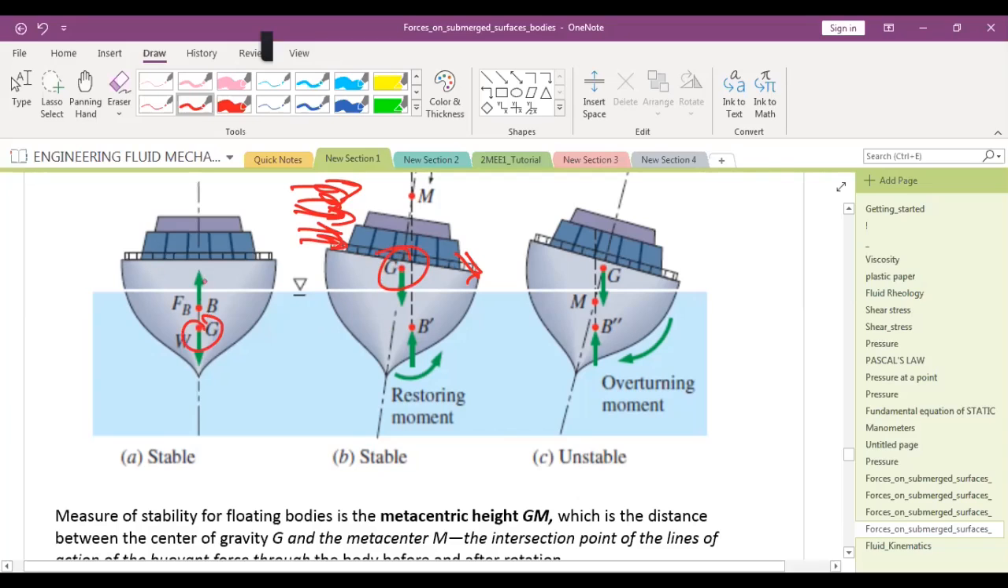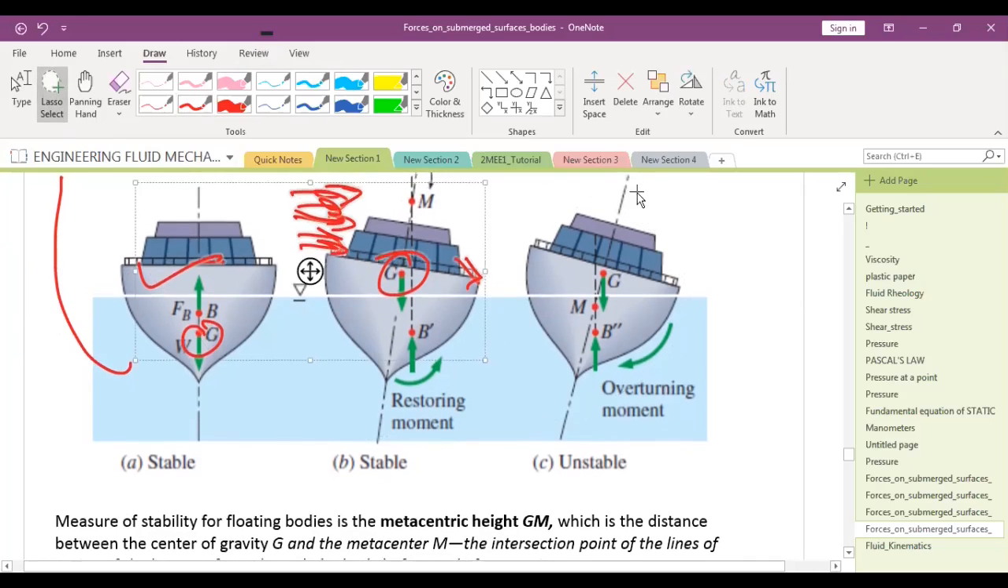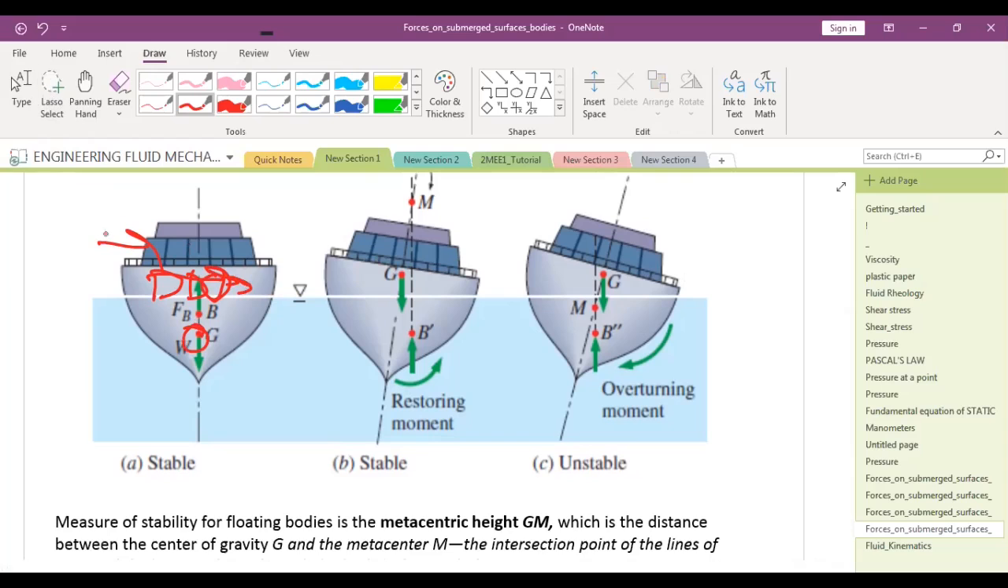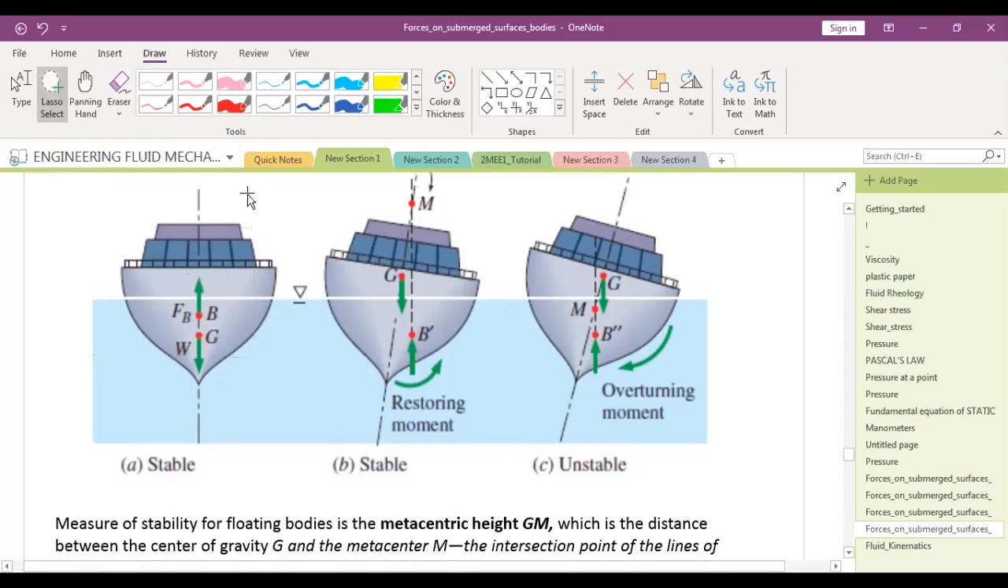If you are tilting this, G location will not change, because in which case can the G location change? In this ship also, in which case can the G location change? Suppose some cargo was lying here, and due to movement it got shifted somewhere else, then G can change. Otherwise the location of G will never change. Clear? Any doubts?